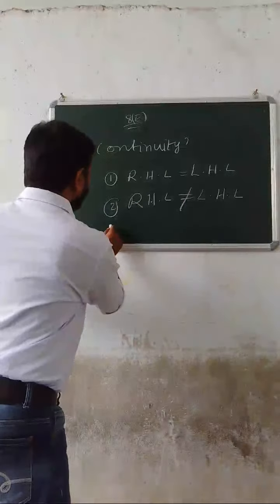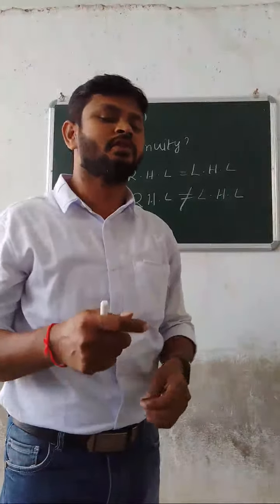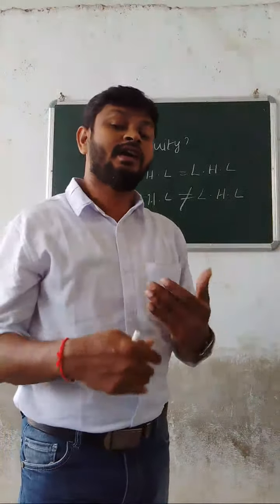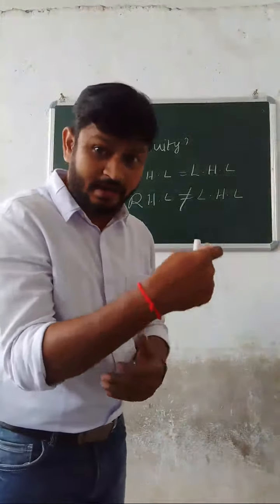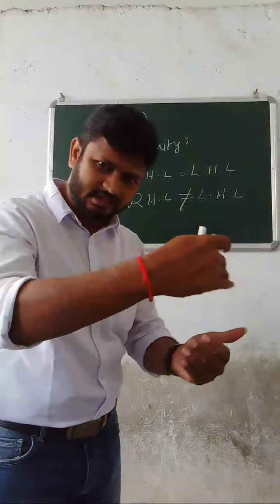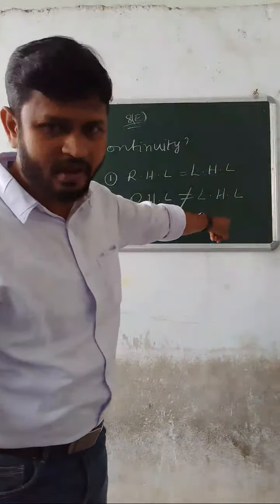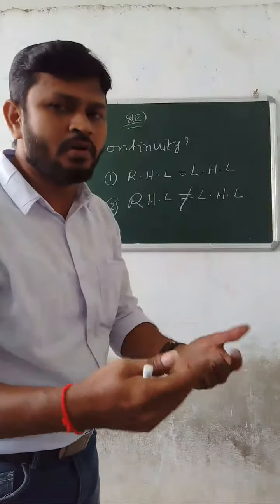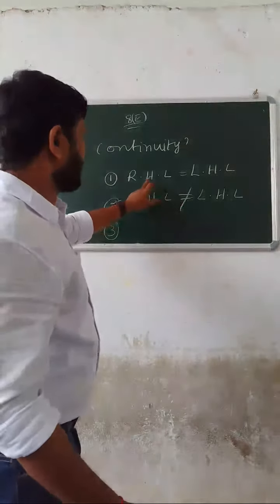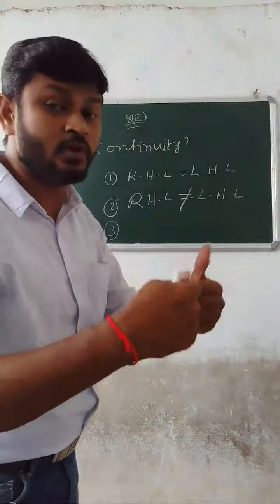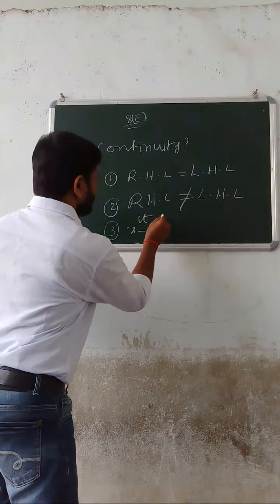And the third category: there is no need of right hand limit and left hand limit. If there is a symbol for less than or greater than, we use right hand limit and left hand limit. If there are no less than or greater than symbols, we should not go for right hand limit and left hand limit. Directly we will go for the limit, that is, limit x tends to a of f of x.